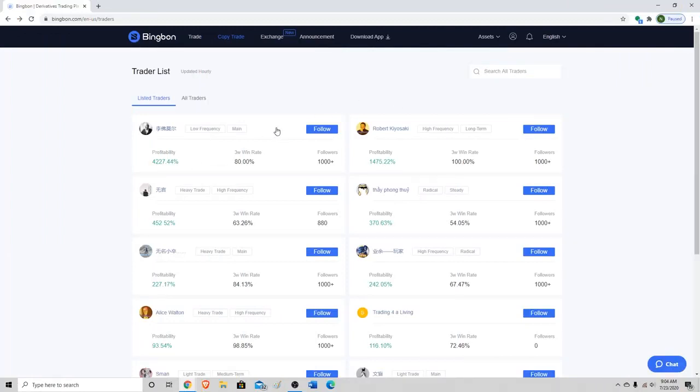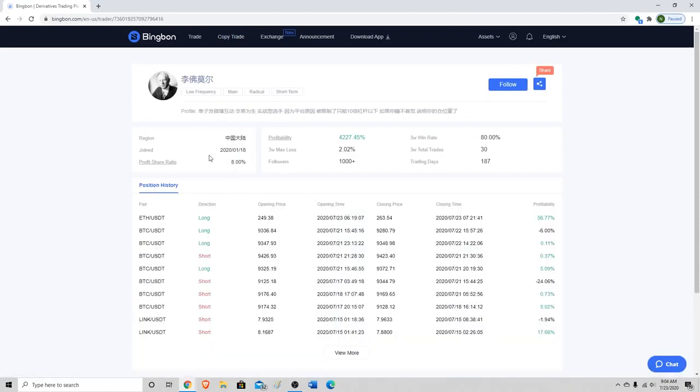Otherwise, you can click on these guys and see how well they've been doing. So this guy had an opening price on Ethereum at 249. He closed at 263. You can see what time it was at. It was a 56% trade. You can see his most recent trades here. So he took a big loss here, but obviously has made up for it. So overall profitability, his last 1, 2, 3, 4, 5, 6, 7, 8, 9, 10 trades have been profitable.